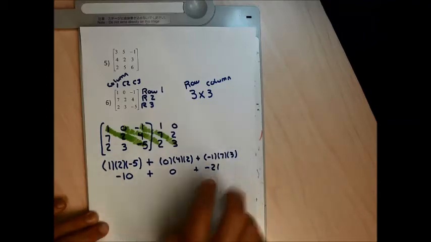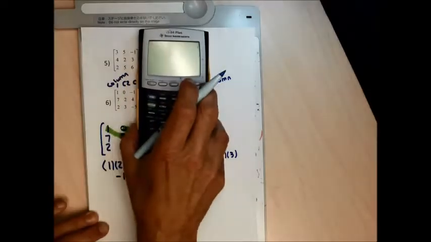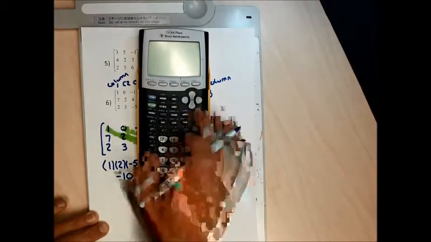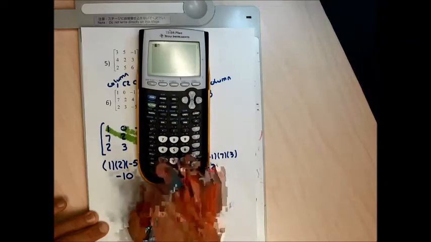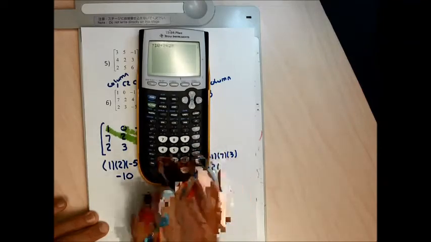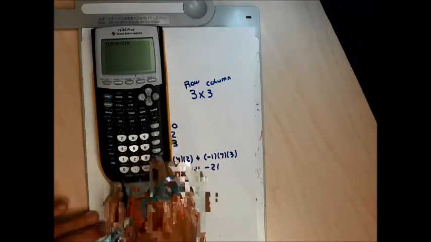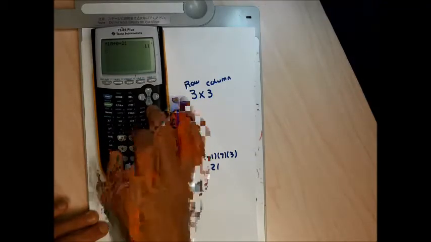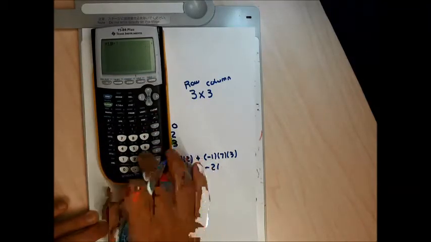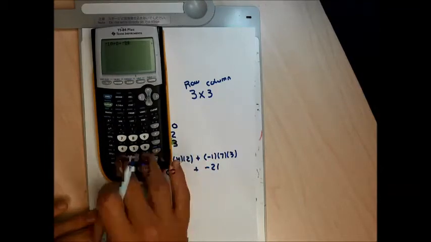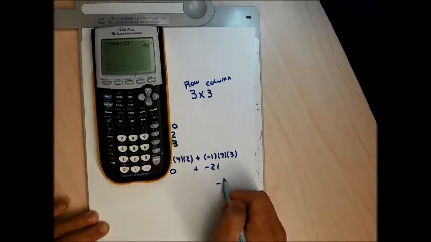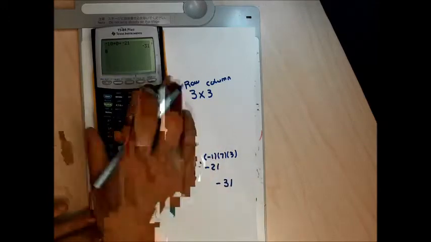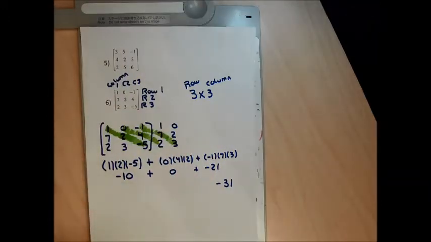I need to add these numbers up. I could do that on my calculator: negative 10 plus 0 plus negative 21, I get negative 31. I'm almost done with almost half the work. So that's the first set of multiplications I need to do.